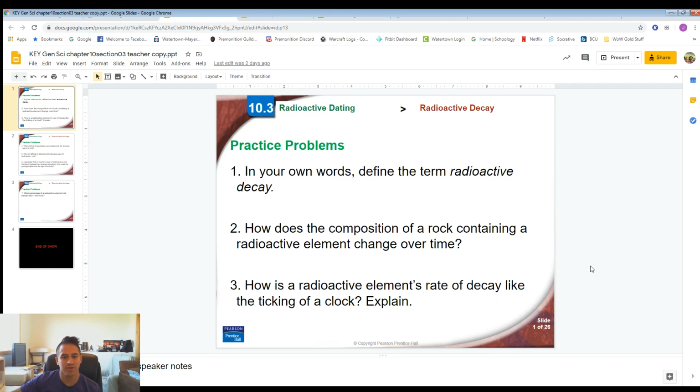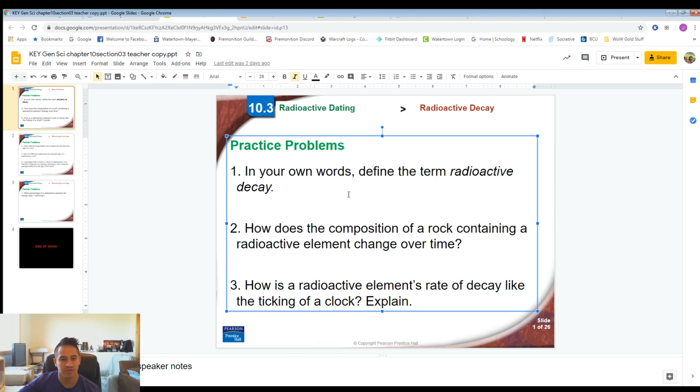In this video, we're going to be going over the chapter 10.3 practice problems. Alright, here we go. Starting with number 1. So it says, in your own words, define the term radioactive decay.